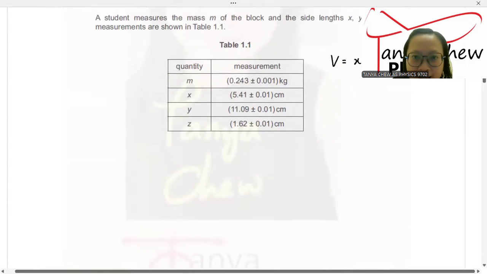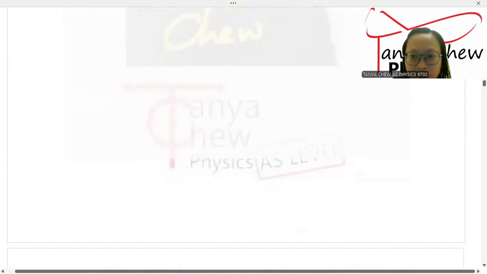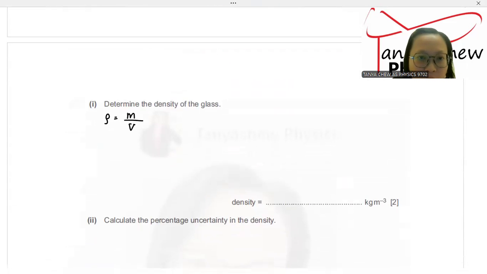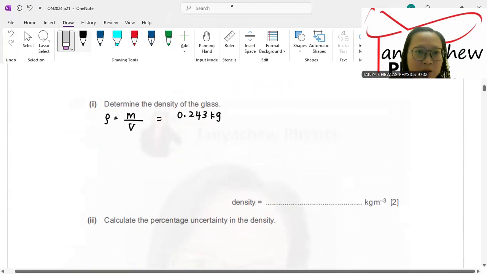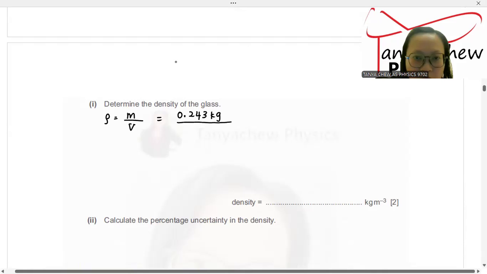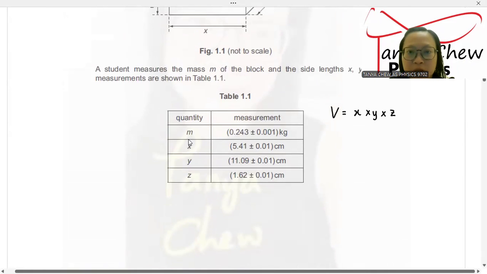Mass is given as 0.243 kilogram. So I'm going to put that, 0.243, I just copy, divided by volume. Okay, I want you to see this very, very carefully. Look at the unit of density. The unit of density is kilogram per meter cube. The volume must be in meter cube.